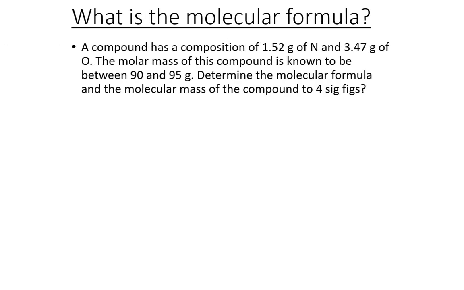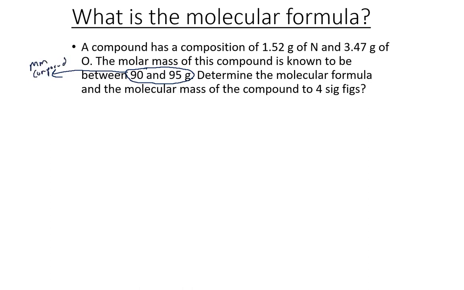This is one from your notes. What is the molecular formula of a compound that's composed of 1.52 grams of nitrogen and 3.47 grams of oxygen, and has a molar mass between 90 and 95 grams? It's really 90 and 95 grams per mole. We're looking for the molecular formula and the molar mass of the compound to 4 significant figures. In this particular case, we're given a range for the approximate molar mass of the compound. Anywhere between 90 to 95 grams per mole is our approximate molar mass.